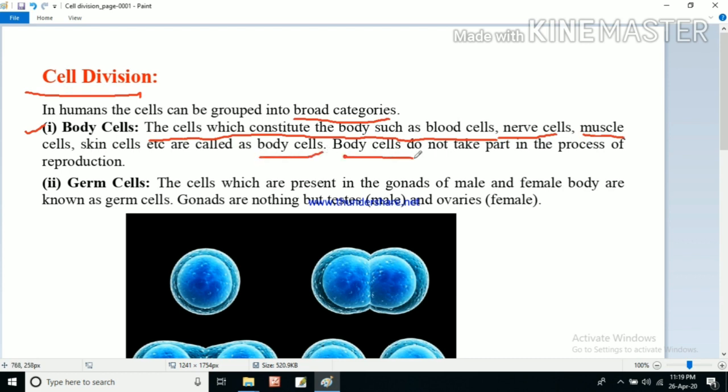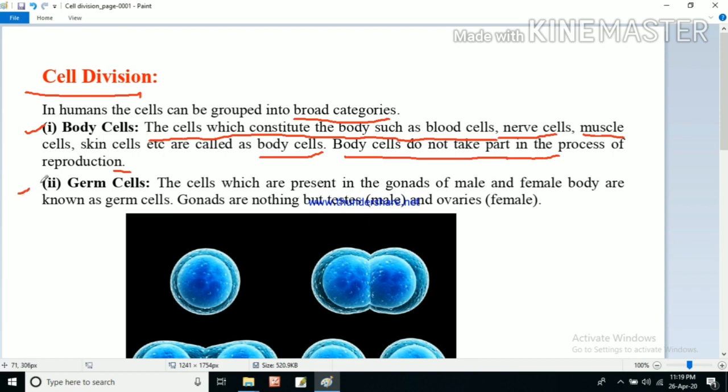Body cells do not take part in the process of reproduction. You remember this very important line. Body cells just constitute the body of an organism, such as blood cells, nerve cells, muscle cells, skin cells. These cells only constitute the body of an organism. They do not take part in the process of reproduction. This is an important line: body cells do not take part in the process of reproduction.